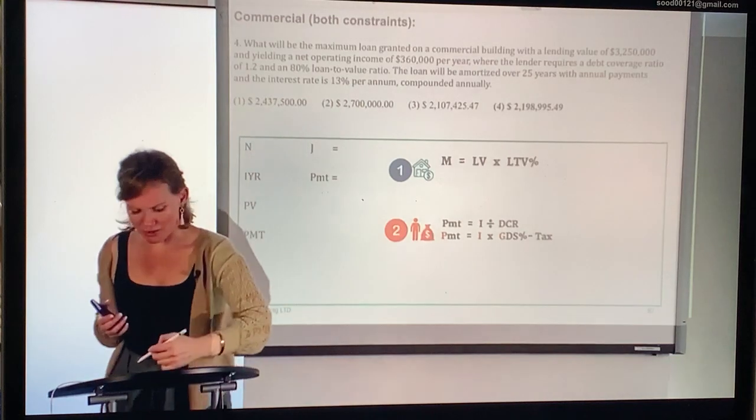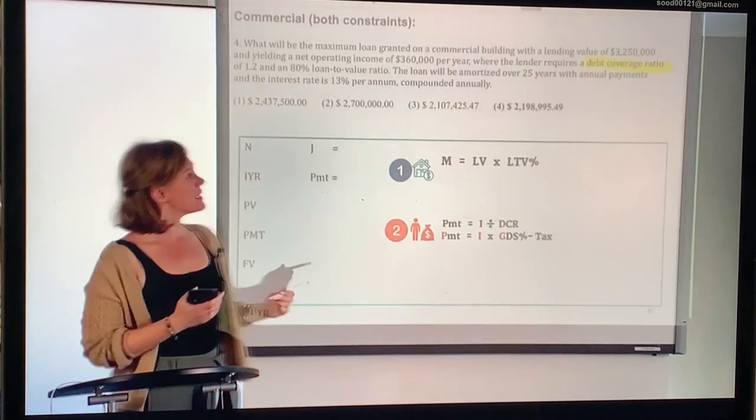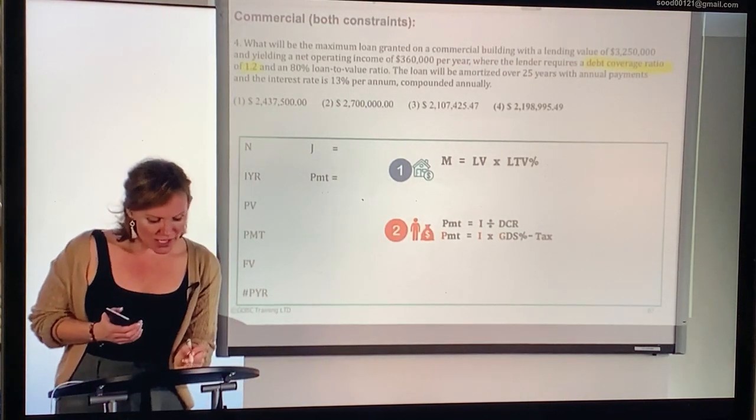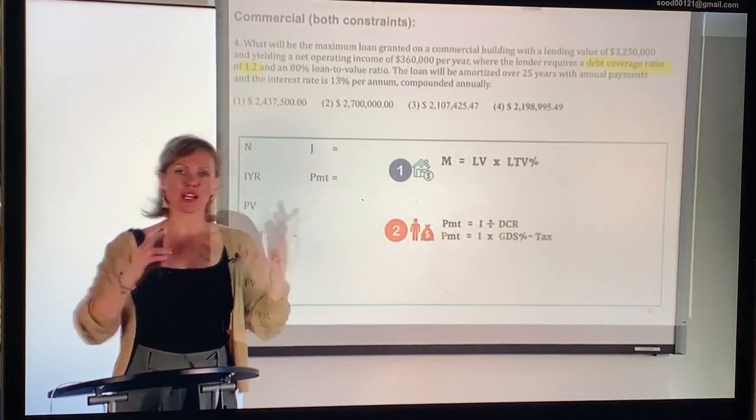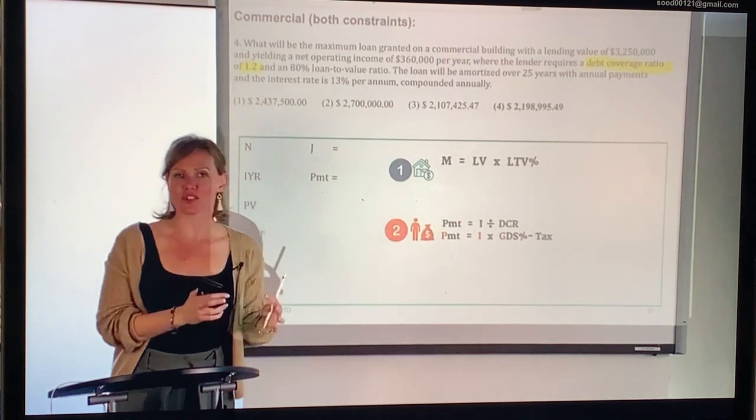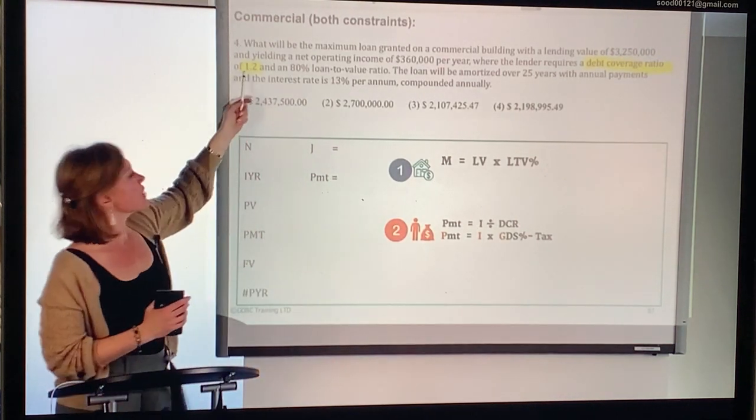You see that debt coverage ratio, that's something new. You haven't seen that before. A debt coverage ratio is not a percentage. It's always going to be given to you as a number. And I'll say it again, it's not a percentage. GDS was 20 to 30%. That was the percentages. On a residential, it's all percentages. On a commercial, that is a number.